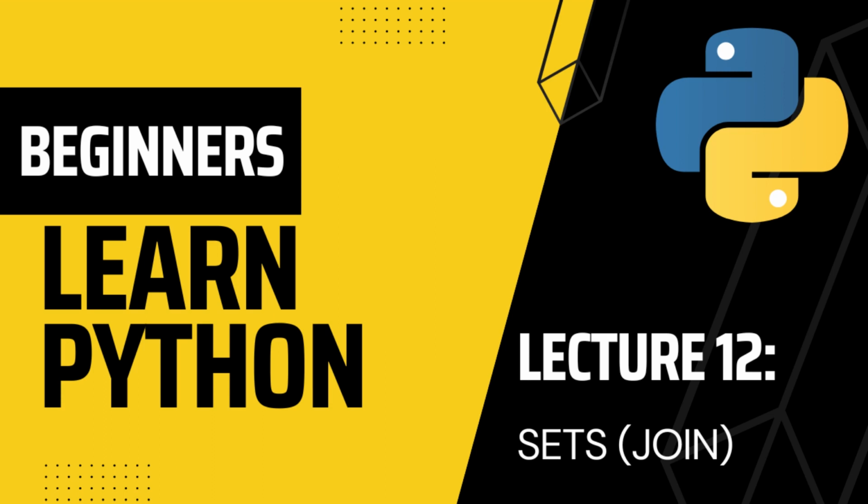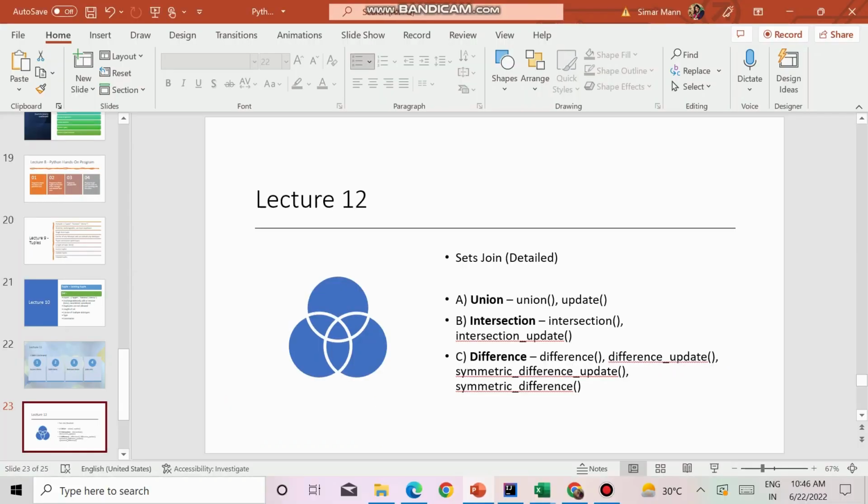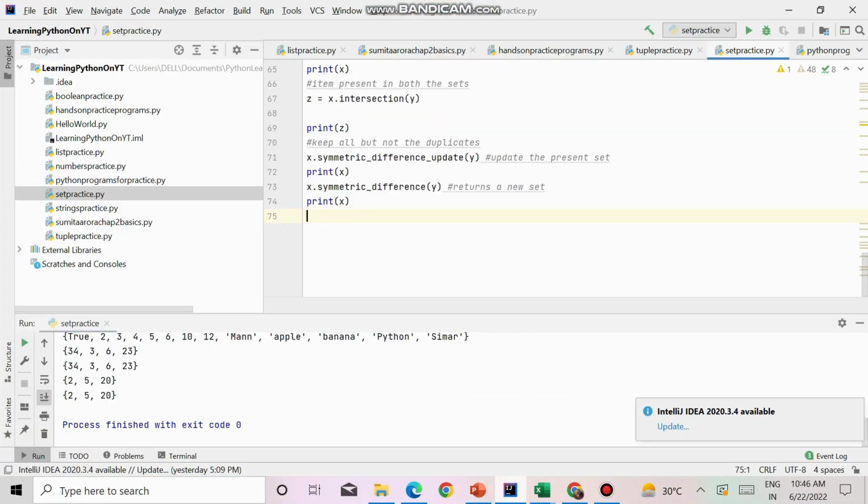So today we learn join of sets, and we'll be doing it in a detailed way. There are three things: union, intersection, and difference. Union is when both the sets' values, so A and B sets' values, are clubbed together. Intersection is the one which has values in both set A and set B, and difference is where you don't have the values which are there in either set A or set B, right? So there are three different kinds of functions of sets in a join that we'll be doing.